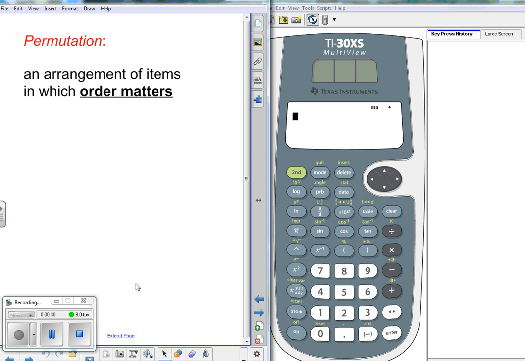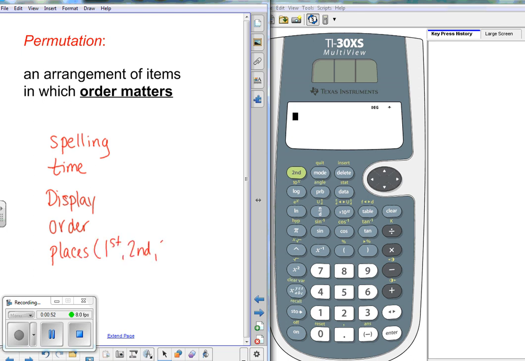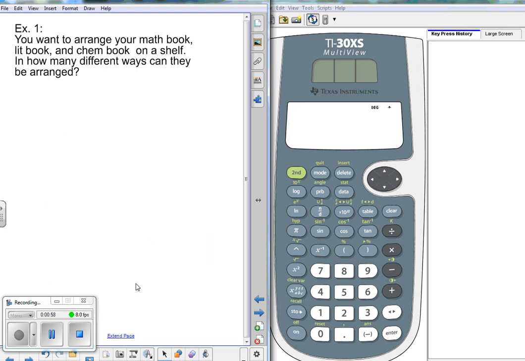So there are several things you should probably make a note of. Permutations are required anytime you do spelling, or anytime you talk about time, anytime you display something or order it, or I'm going to put places. Then I'll also put the fact that I'm talking about first, second, third, etc. It's kind of like a cheat sheet of when you use permutations.